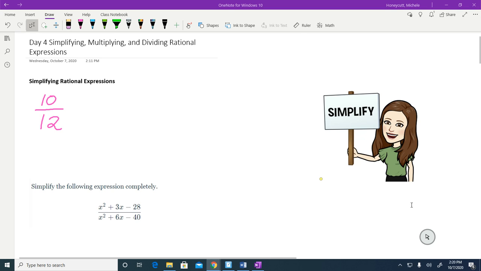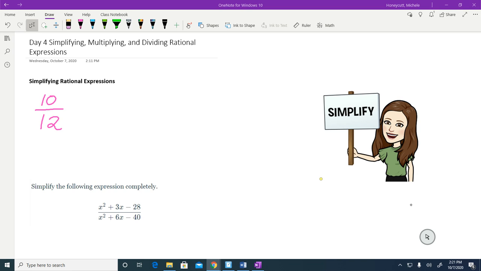Let's talk about simplifying rational expressions. Now, rational expressions you can think of as being fractions. And so we're going to work on simplifying them. But I'm going to take you way back to elementary school, whenever you had to simplify something like 10 over 12 without a calculator, because that skill is something you're going to need to apply.